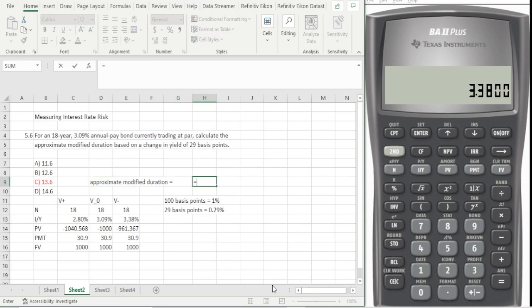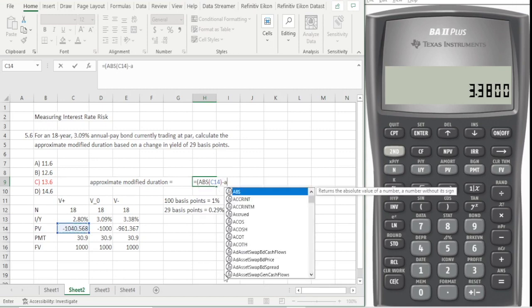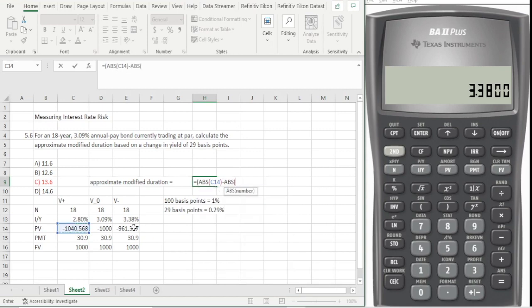There will be formula. Absolute value of this minus absolute value this. Be aware that here the negative sign just indicates cash inflow and outflow. Reason why we use absolute value here. Okay?